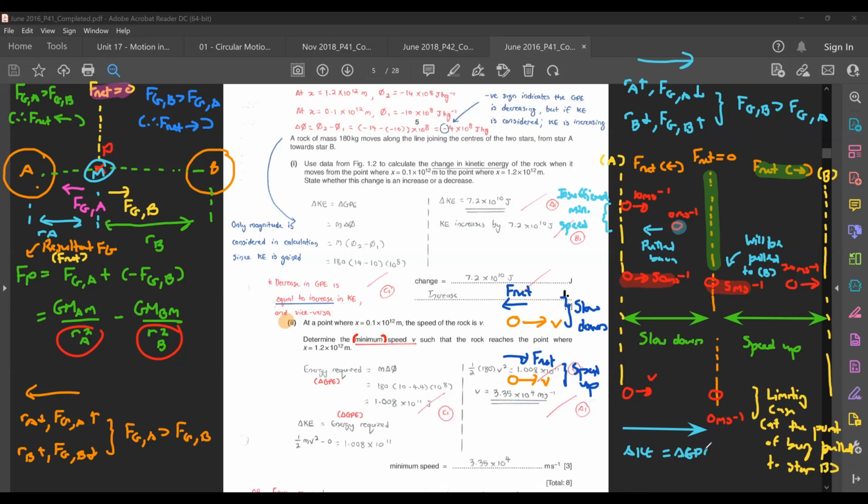That change in KE will be the same as my change in GPE. So if I go from here to here, I would have a change in KE. That change in KE will be the equivalent of my change in GPE between these 2 points. So I want to find out what is the change in GPE here, so that I can find out what is the change in KE, which will allow me to find out this V.